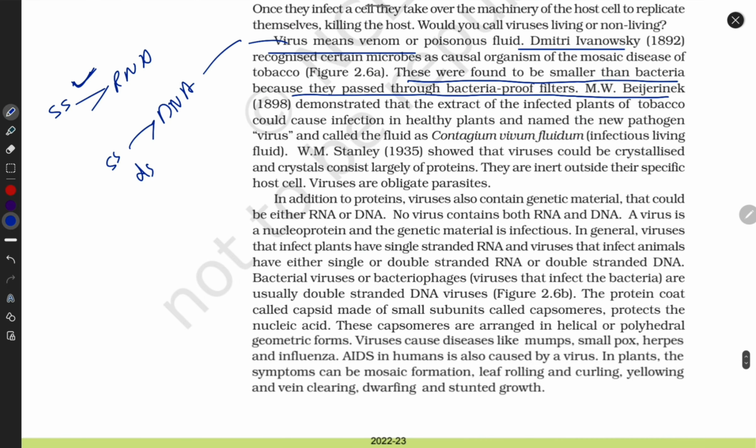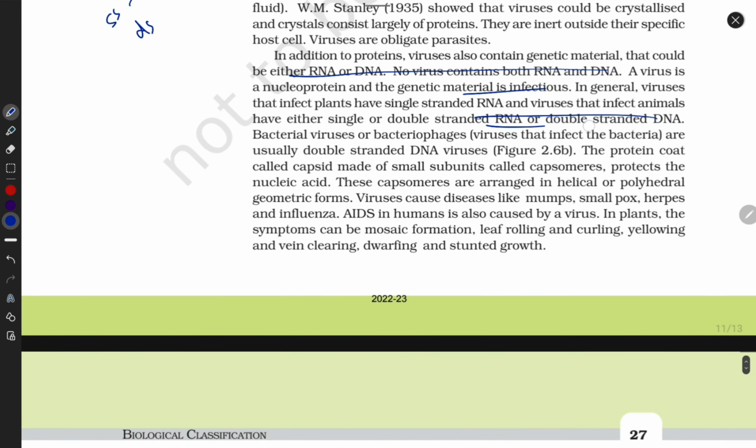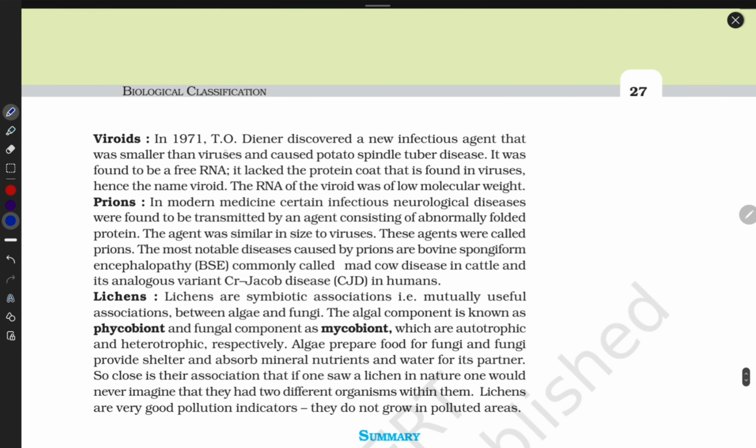Okay, I cleared this. Viruses cause diseases like mumps, smallpox, herpes, influenza, AIDS. Now, where is viroid? Mainly they infect plants, and they have RNA as genetic material.